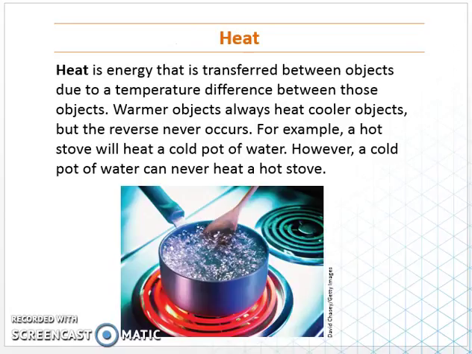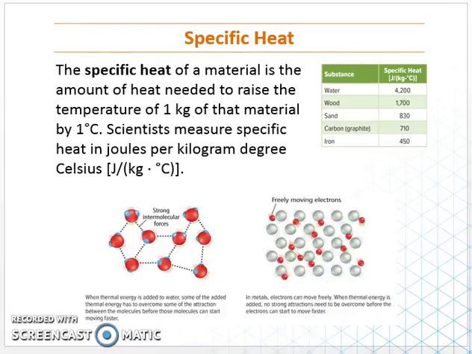Heat is energy that is transferred between objects due to a temperature difference between those objects. Warmer objects always, highlight that please, warmer objects will always heat cooler objects, never the other way around. For example, a hot stove will heat a cold pot of water. However, a cold pot of water can never ever heat a hot stove. Just doesn't work that way.